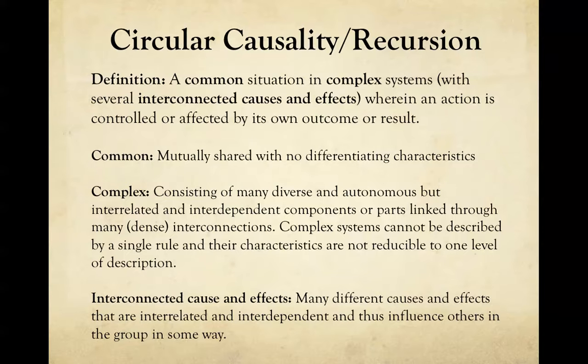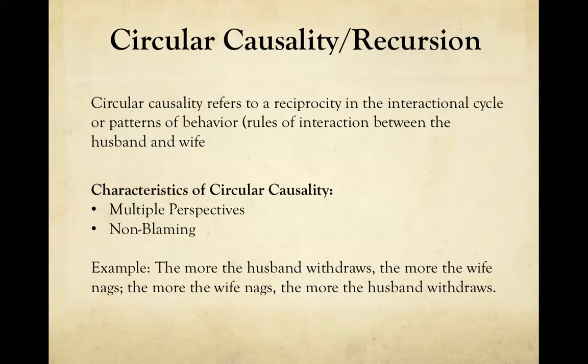But what it's basically saying is circular causality is a quality of complex systems which consist of many diverse and interconnected but autonomous parts in which an action is controlled or affected by its own outcome or result. So whatever the outcome or result is feeds back into the system and produces another action. Circular causality refers to a reciprocity in the interactional cycle or patterns of behavior.